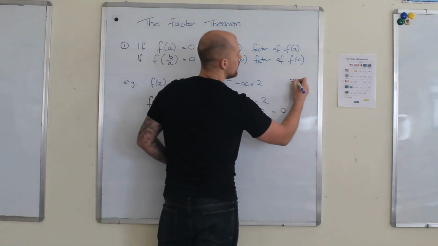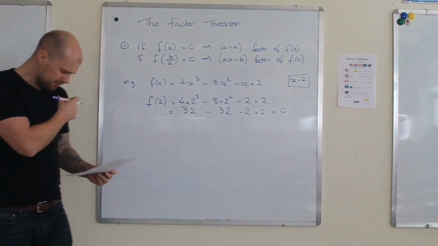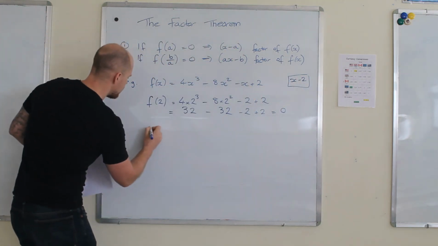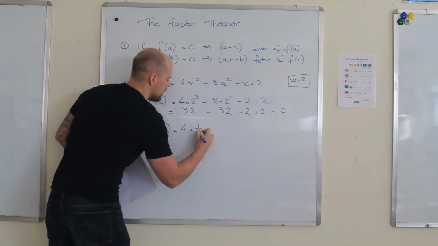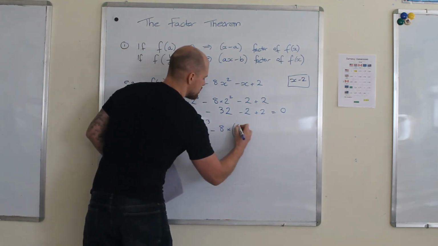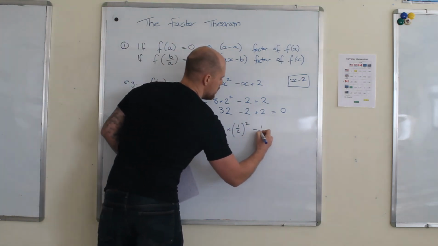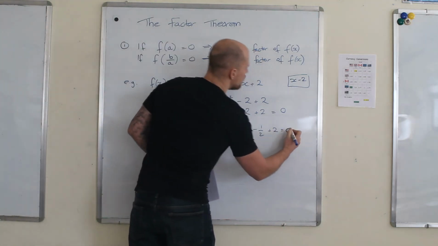I'm just going to write it over here. X minus 2 would divide into that exactly. Similarly, if I take f of 1/2, I do 4 times a half cubed minus 8 times 1/2 squared minus a half plus 2, and when you calculate it again you get 0.